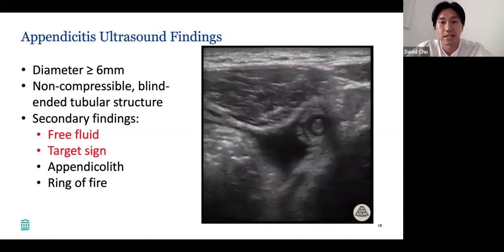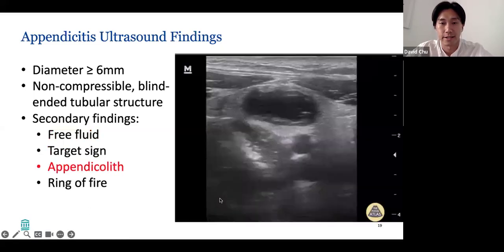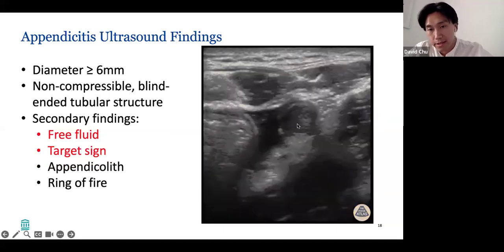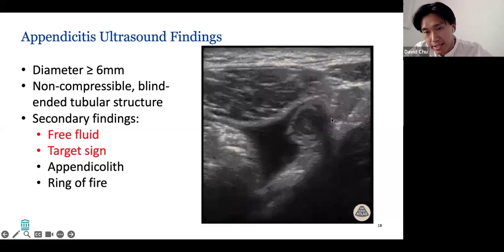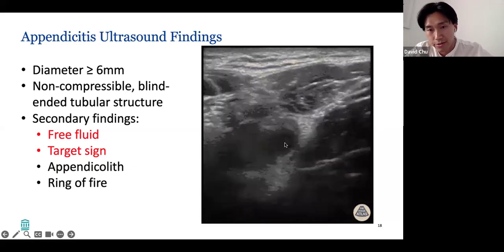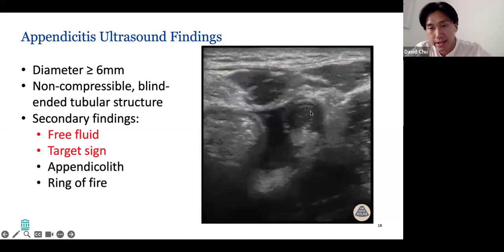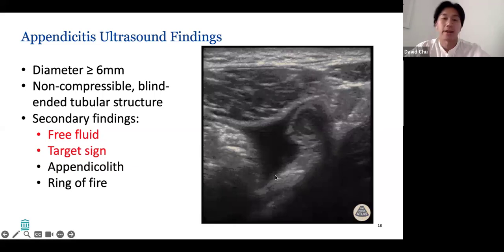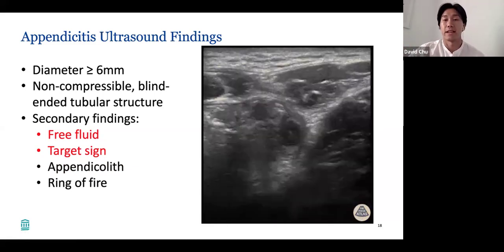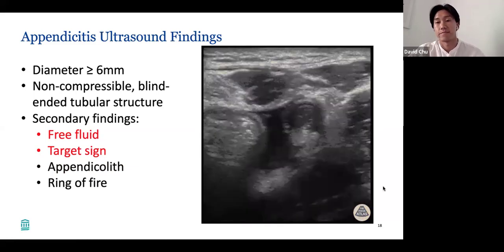And also sometimes you'll see what's called the target sign. Now, if I just pause this right here, can't pause this video, but you can see right there it becomes a target, and you'll see basically the anechoic internal lumen of the appendix, and you'll see the hyperechoic ring and then another hypoechoic ring around that. Those are basically the multiple mucosal layers of the appendix. And when it's inflamed, you can see those layers more clearly, giving off that target sign.